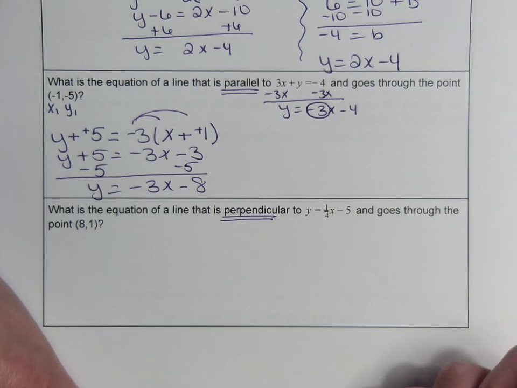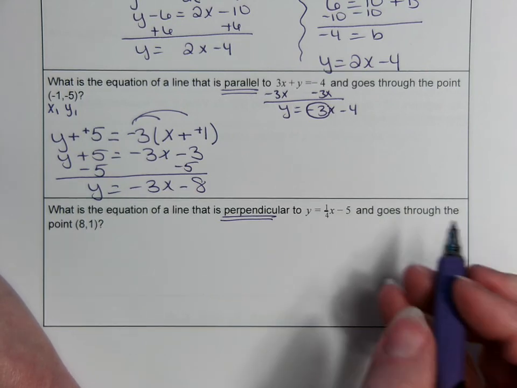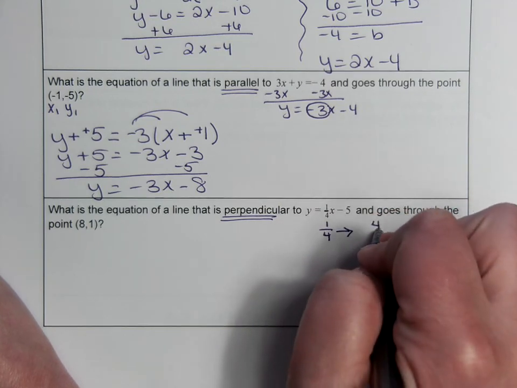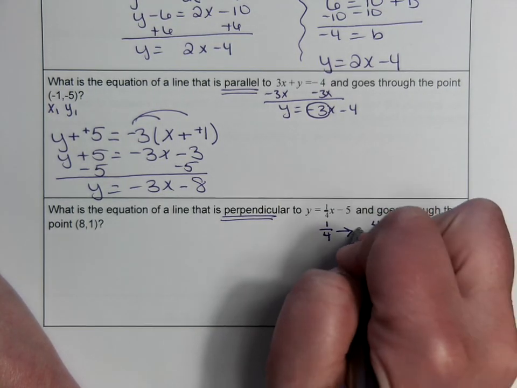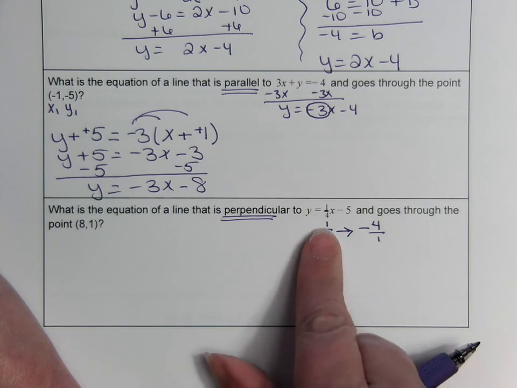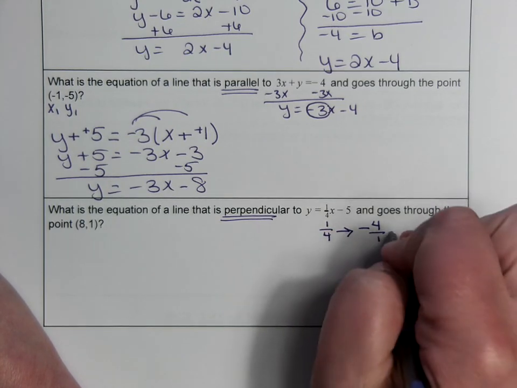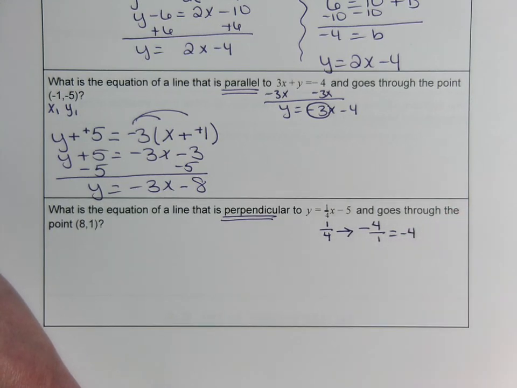So remember, perpendicular lines have opposite reciprocal slopes. So we have to take that 1/4, flip it, and change its sign. It was positive, so now it's going to be negative. And -4/1 is just -4. To make your life a little easier, if you want to have it -4/1, you can. That's just more writing to do.